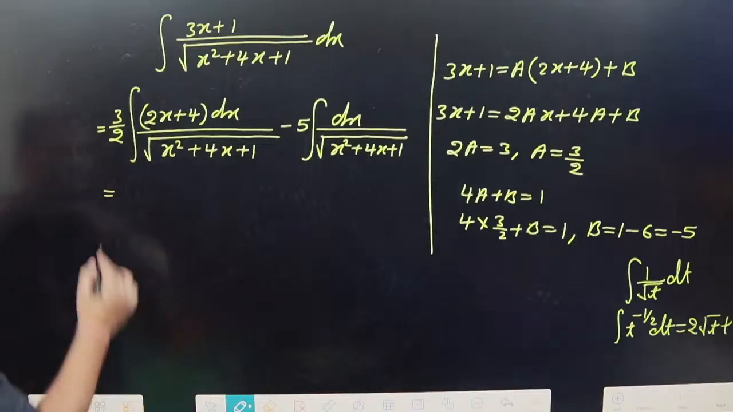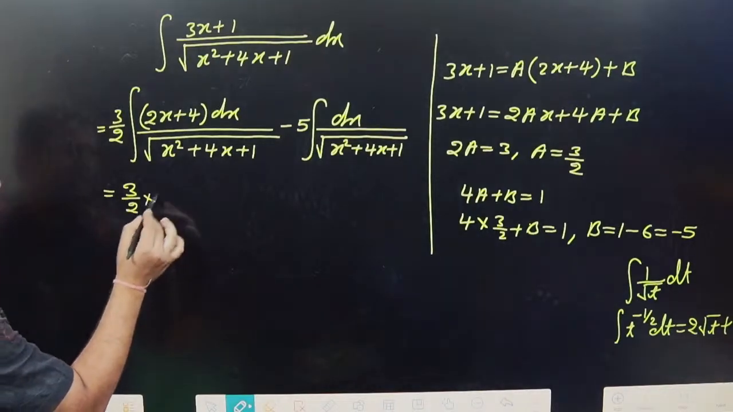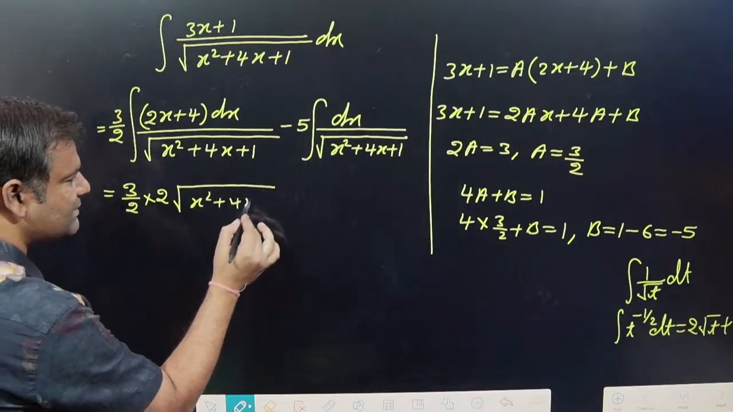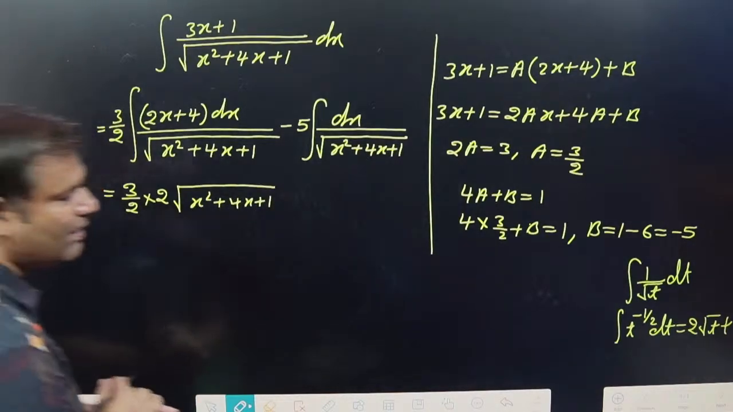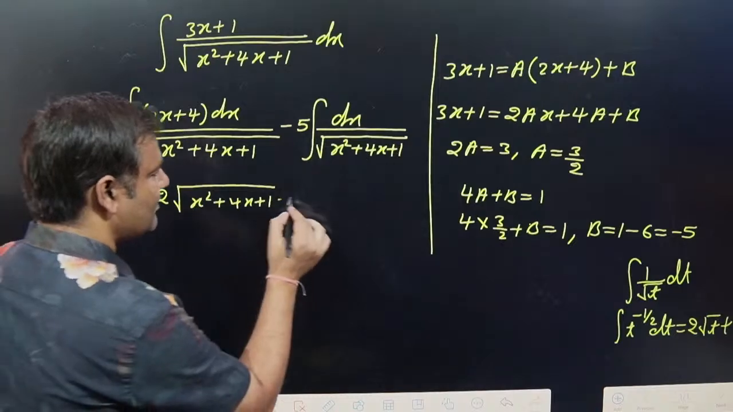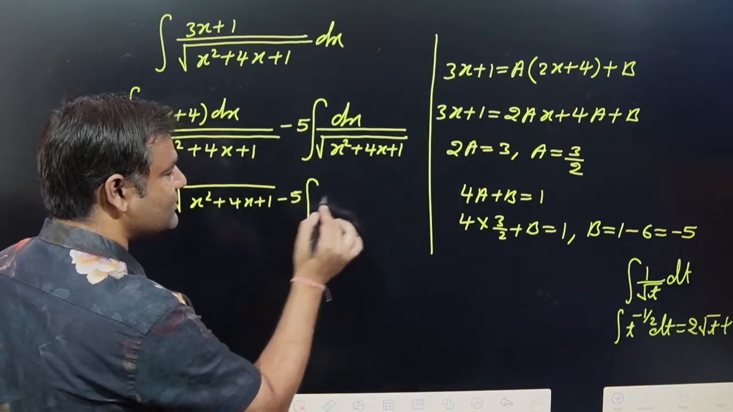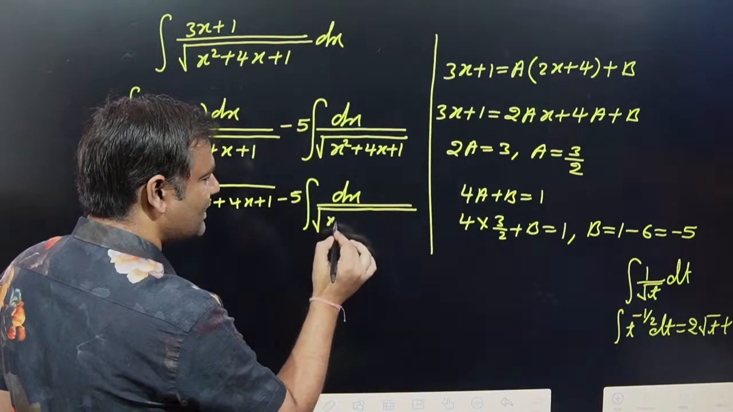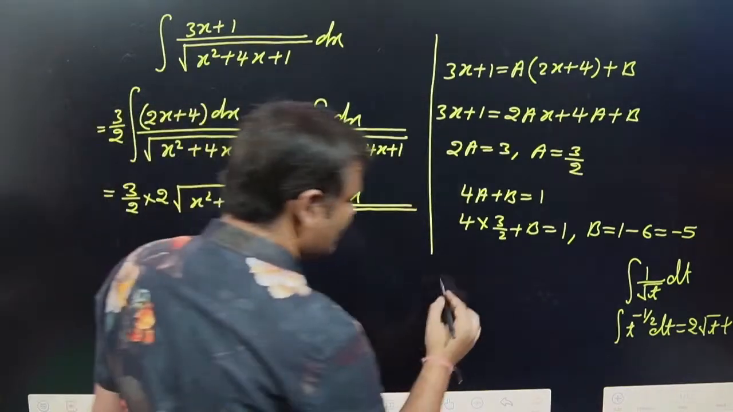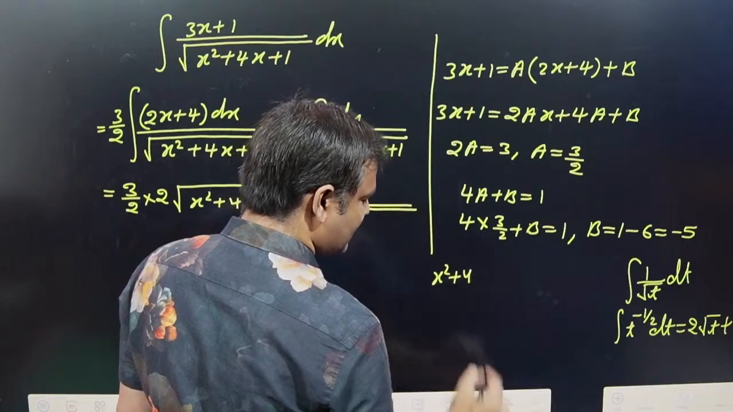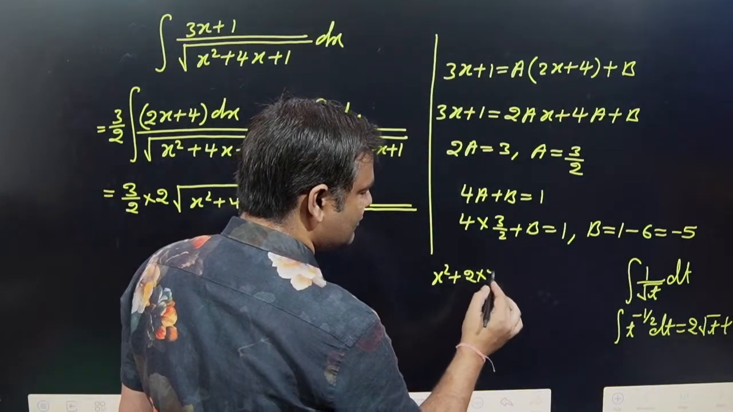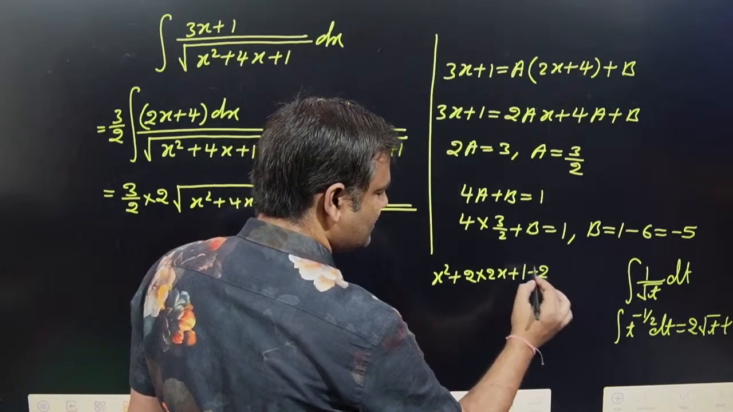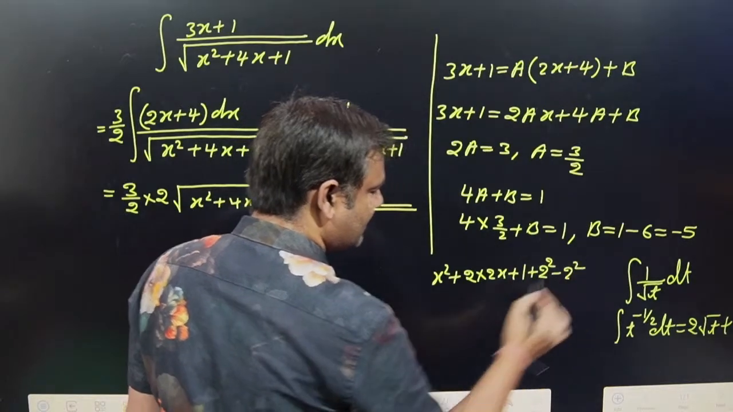So what about that value? 3 by 2 into 2 into under root t, where t is basically x square plus 4x plus 1. After this, focus on this one: minus 5 integration of dx divided by under root x square plus 4x plus 1. How can we make a perfect square? In x square plus 4x, 4x is written as 2 into 2 into x plus 1. So, 2 square adding and 2 square subtracting.